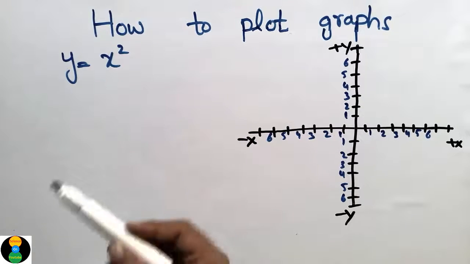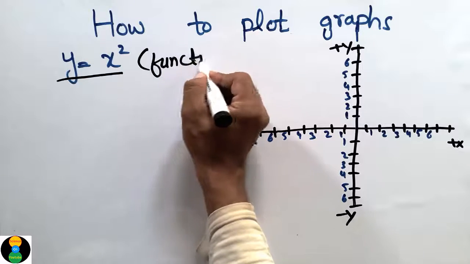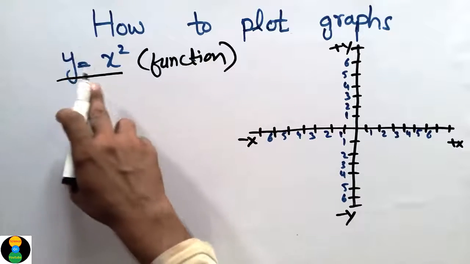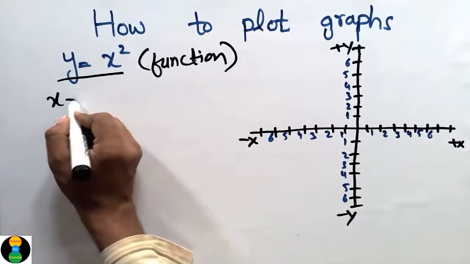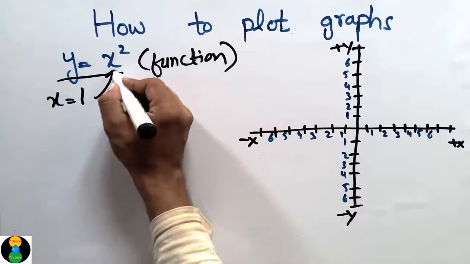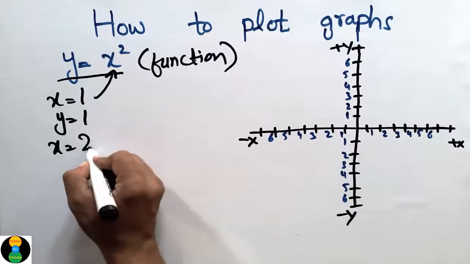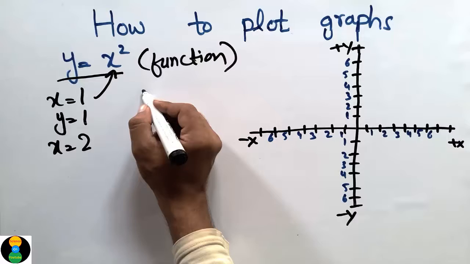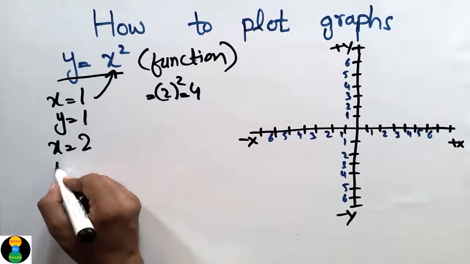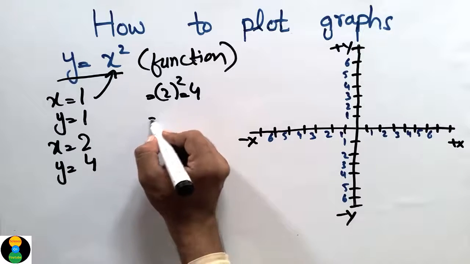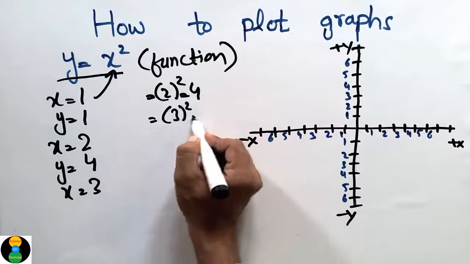Now here we are going to plot the graph of y is equal to x square function. We are interested to find the graph of this function. To start, we will assume, let's suppose, x is equal to 1. When we put x is equal to 1 square, y comes out to be 1. When we put x is equal to 2, 2 square comes out to be 4, right? So y will be equal to 4. When you put x is equal to 3 here, 3 square comes out to be 9.